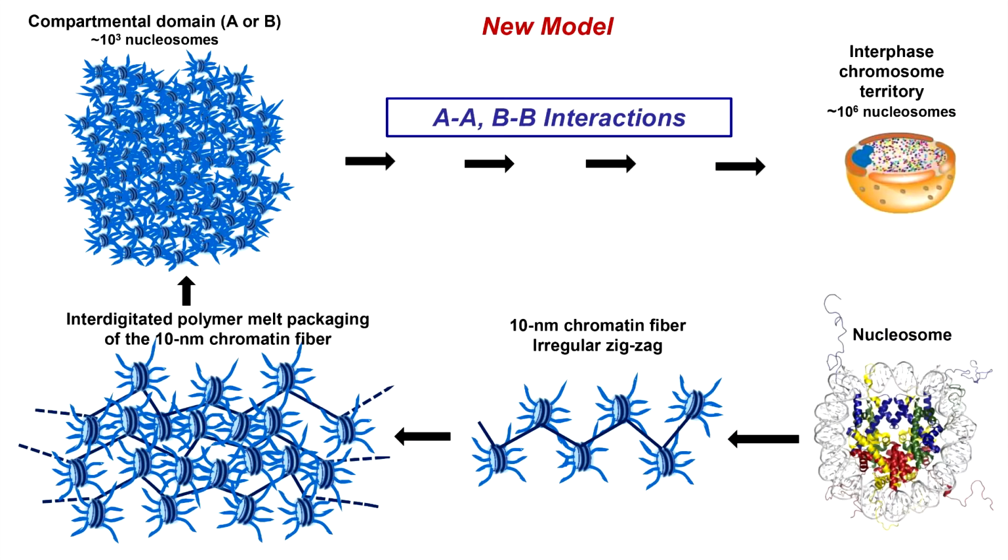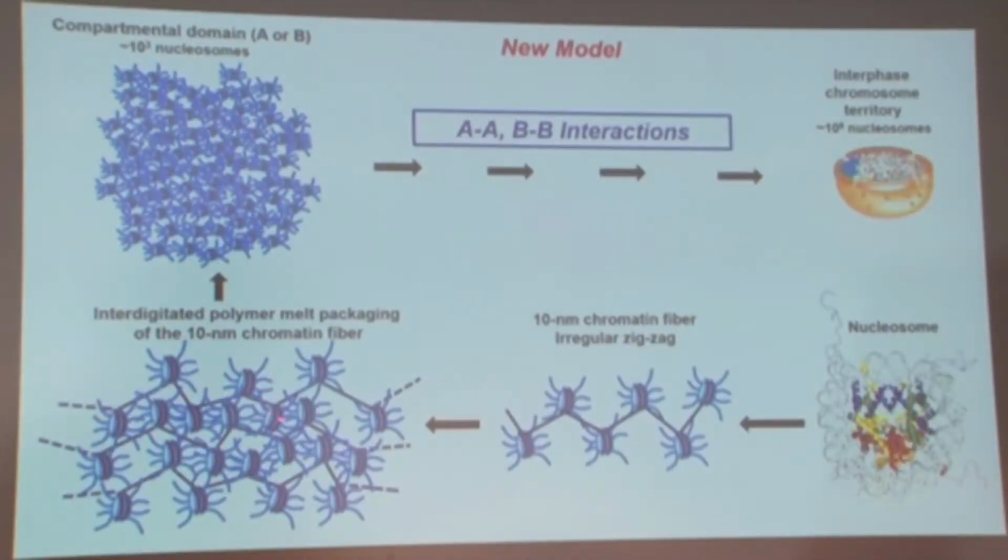So we think there's evidence for a new model, which starts with the nucleosome. As I said, the default state of the genome is the 10 nanometer fiber, which exists as an irregular zigzag. This would be an example of packaging of 3 different segments of the chromatin fiber in an interdigitated polymer melt type structure.